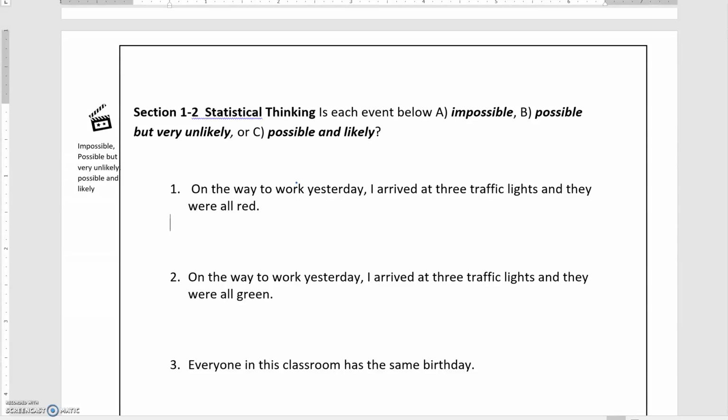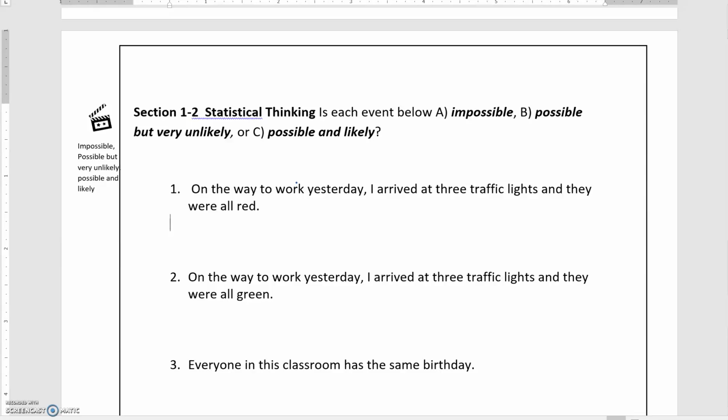Hello, in this video we're going to start to think about probabilities with statements that we might see in our everyday life. And we're going to think about how we can gauge how likely something is. So we're going to look at some statements and we're going to decide if they're impossible. That means they absolutely can't happen. Possible but very unlikely, or possible and likely.